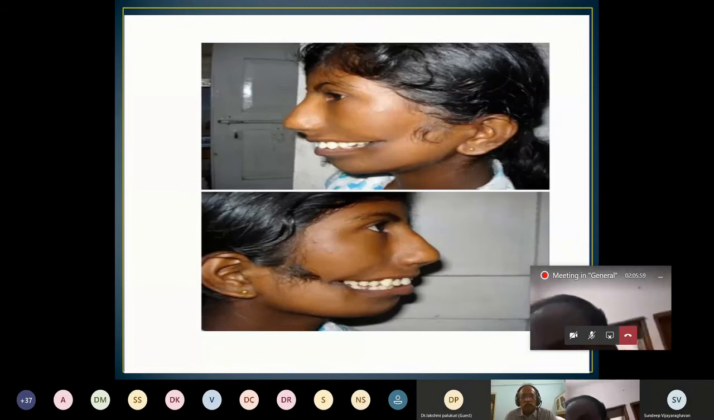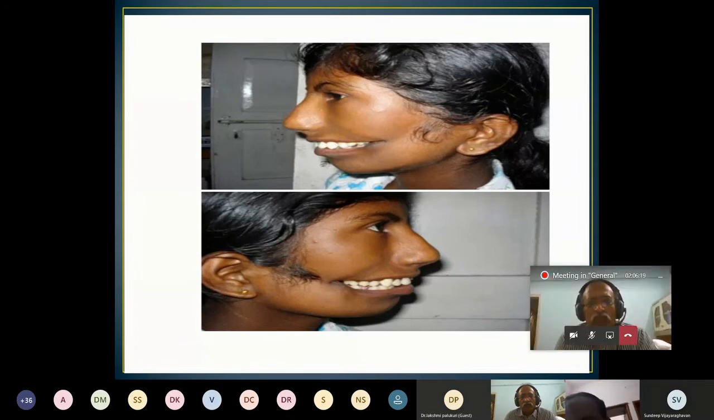Macrostomia, apart from that, if there is an associated cleft palate, I'll try to operate the cleft palate first. Then I'll go for this macrostomia. If no cleft palate, I'll directly go for macrostomia, and then I'll go for mandibular corrections. Okay, but she doesn't have a cleft. Now you want to go for operation for the macrostomia.